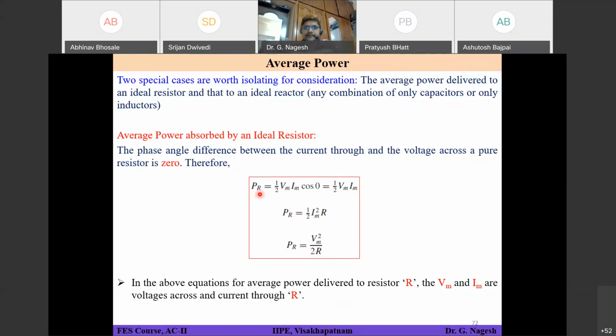Clear. In the above expression, the average power delivered to the resistor, the Vm and Im are the voltage across and current through the resistor. So remember that when you are calculating the power absorbed by an ideal resistor, you should make sure that the voltage Vm and the current Im correspond to the voltage across the resistor and current flowing into the resistor. So this you should remember. You can't take the voltage from the source terminal and calculate the power absorbed by the resistor.